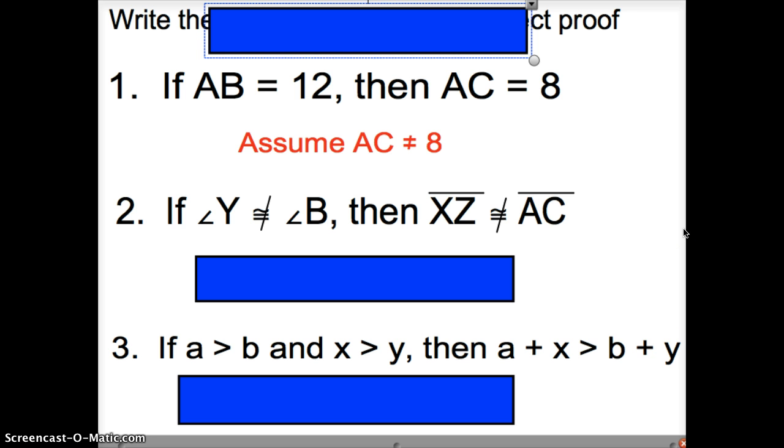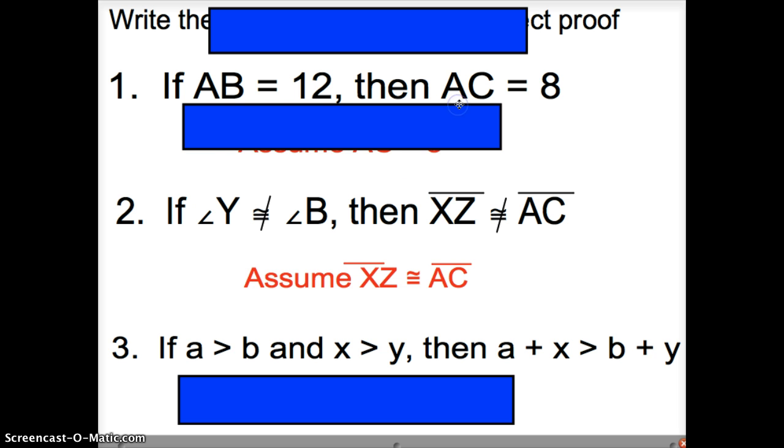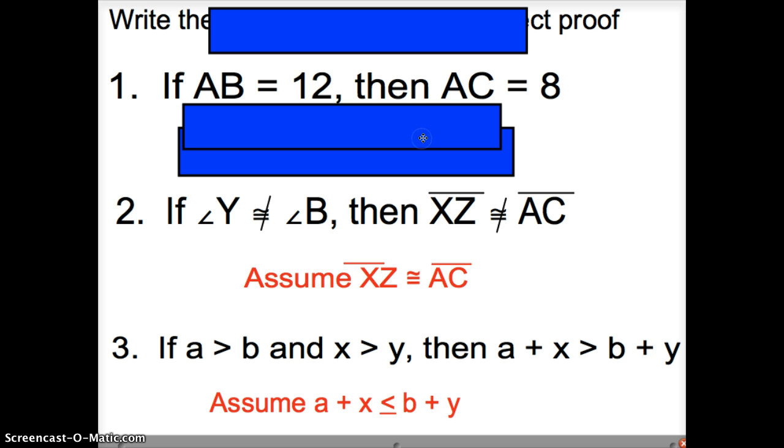Number 2, if angle Y is not congruent to angle B, then XZ is not congruent to AC. The first sentence in the indirect proof would be, assume that segment XZ is congruent to segment AC. And finally, if A is greater than B and X is greater than Y, then A plus X is greater than B plus Y. The first sentence would read, assume A plus X is less than or equal to B plus Y. The key there is putting the or equal to piece, because that's another way that you could also show that it is not greater than.